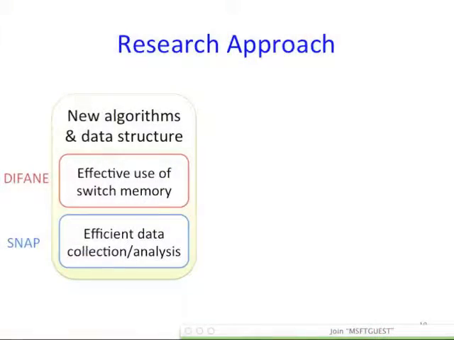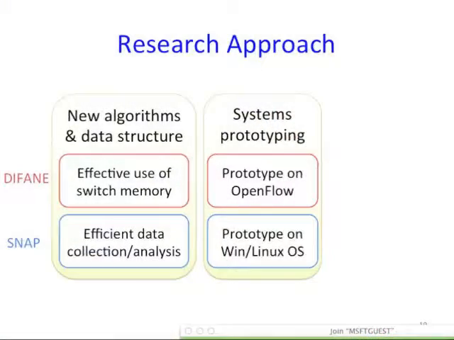So a common approach I take in both DIFANE and SNAP work and many of my other works is that I want to first identify those practically challenging problems. And then I want to design new algorithms and data structures. For example, in DIFANE work, I provide new data structures that can make effective use of the switch memory. And in SNAP work, we provide new efficient data collection and data analysis algorithms. And these algorithms and data structures wouldn't be enough if we can't validate them with real prototyping. So in DIFANE work, we actually build prototypes with OpenFlow switches. And in SNAP work, we build prototypes with both Windows and Linux operating systems.